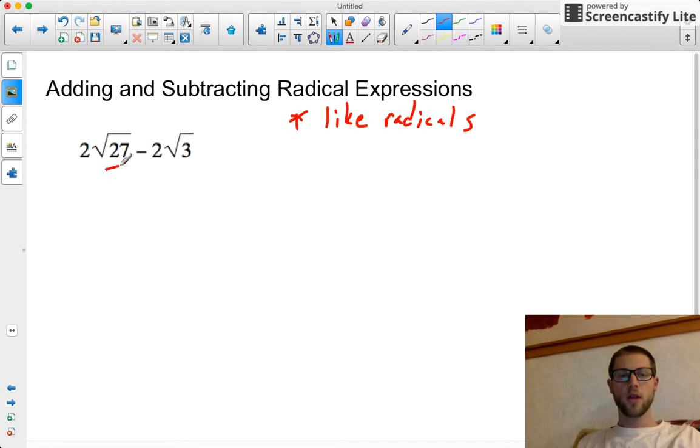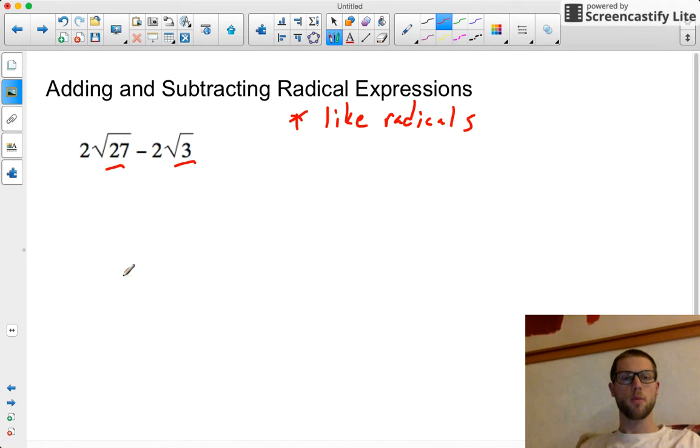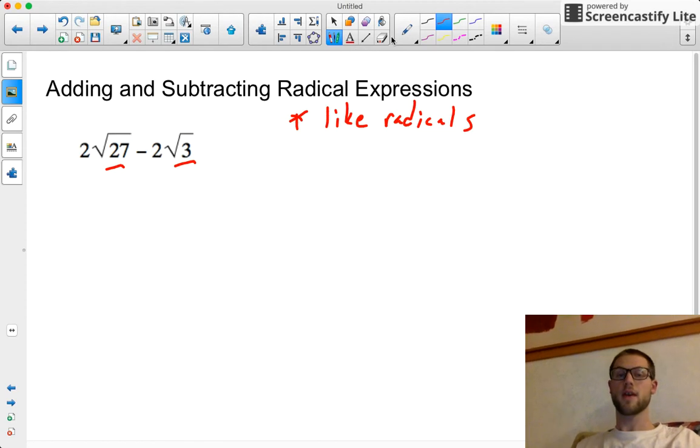And at first glance here, I do not have like radicals. So that's going to be a problem. But there's actually more than meets the eye. There's really some simplifying that can go on with this radical that I'm looking at here, because 27 has a perfect square factor. So let's take a look to see how we can simplify this.